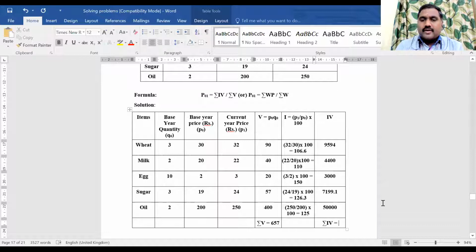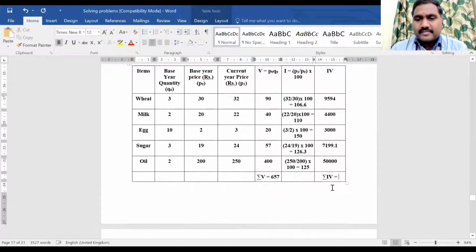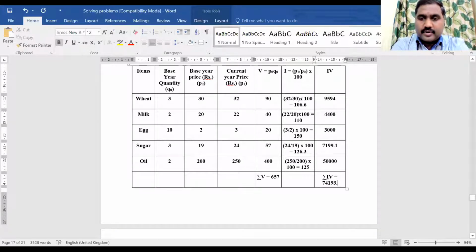Now tell me the total value of all the IV, I into V value. 50,000 plus 7,199 plus 3,000 plus 4,400 plus 9,594. Please sum up all the value and tell me. And also please cross check whether summation V value is 607. Is it right or not? 74,193.1 is the total summation value of IV.